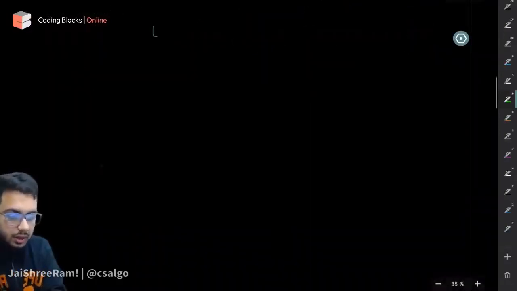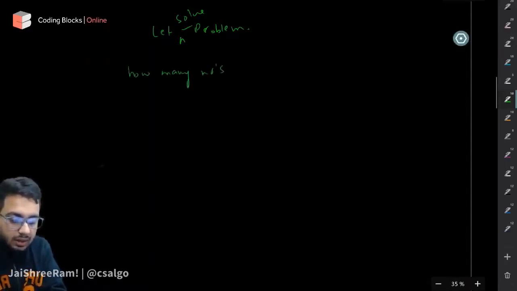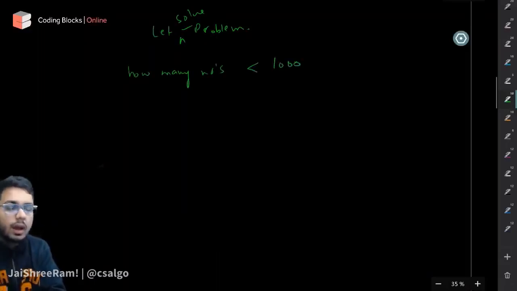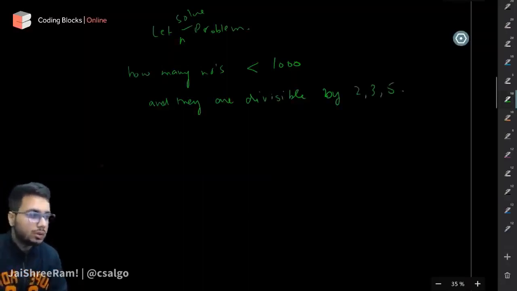Okay, so let's have a look at a problem. You want to find out how many numbers there are that are less than 1000 and divisible by 2, 3 or 5. So how many numbers less than 1000 are there such that they are divisible by 2, 3 or 5? This is the problem I want to solve.